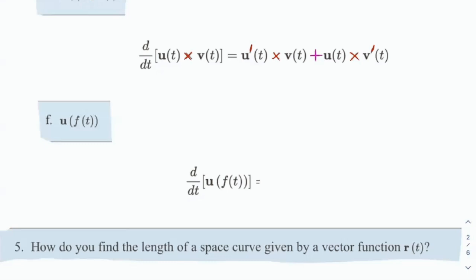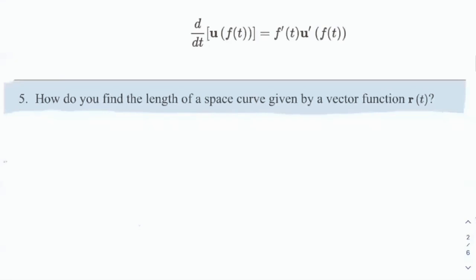Yes. So I usually think about work from outside in, like peeling an onion. So yeah, you got it. There'll be u prime of f of t times f prime of t. Yeah, you got it. So f prime of t times u prime of this. Okay, good.